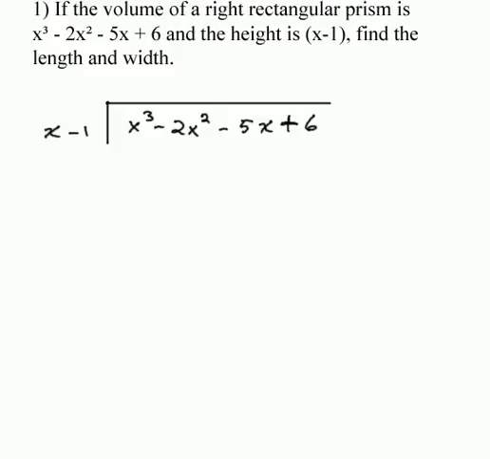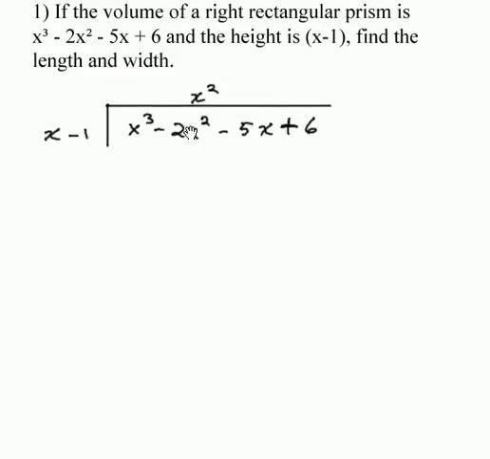To begin long division, we ask ourselves the question, what times x is going to give me x to the third? And the answer to that is x squared. Since we're dividing by a binomial, put that over the second term in our dividend and distribute out. X squared times x is x cubed. X squared times negative 1 is negative x squared.